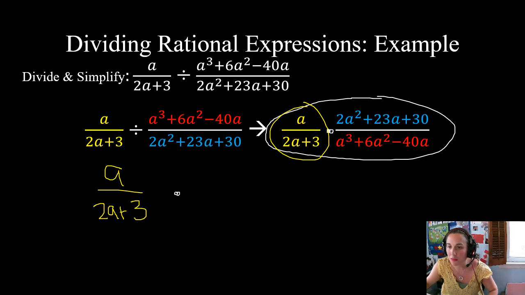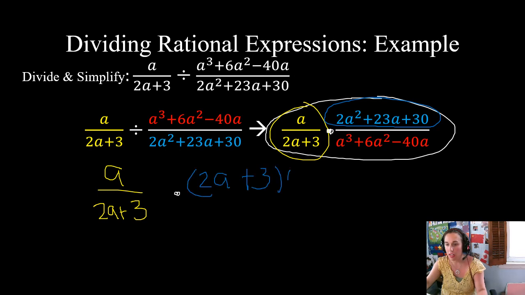Here it is. All right, when I factor the numerator of my second rational expression, I see 3 terms, so I would use the AC method. When you use the AC method, it should factor as 2a plus 3 times a plus 10.